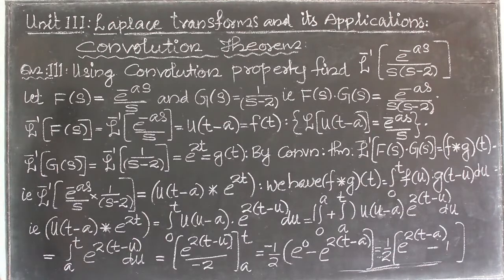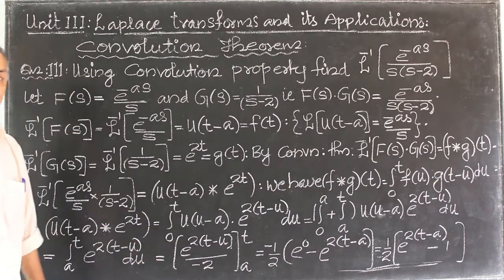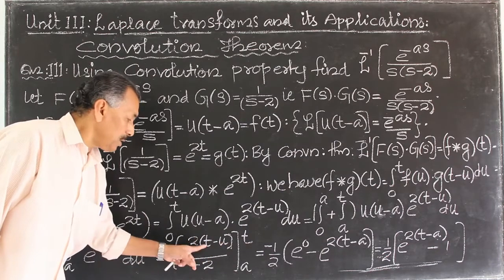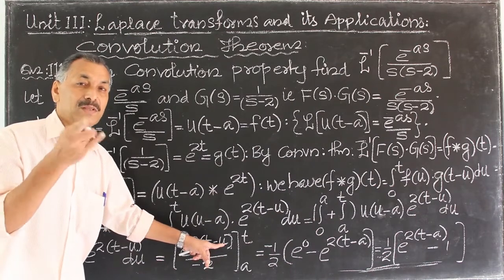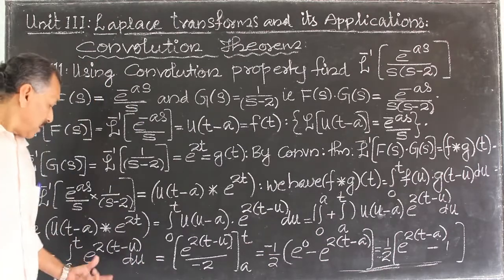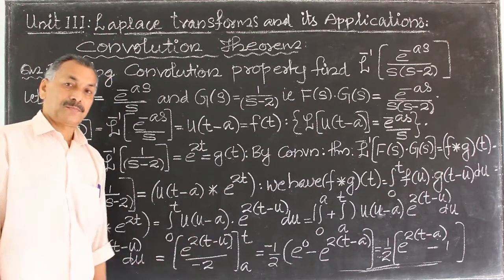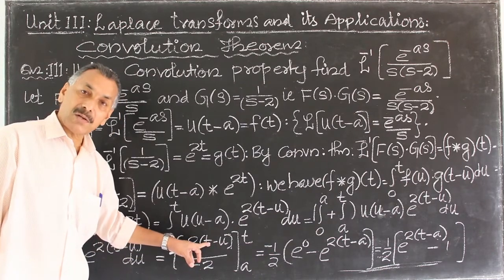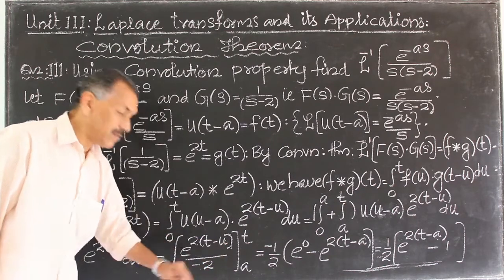Then the integral is e raised to 2 into t minus u, divided by the derivative with respect to u. In the exponent, 2 into t has derivative 0, and minus u has derivative minus 1, so the derivative is 2 into minus 1. Dividing by it, the integration of e raised to 2 into t minus u is e raised to 2 into t minus u divided by minus 2.